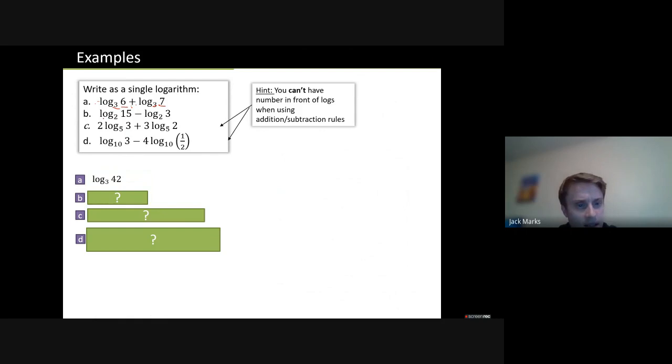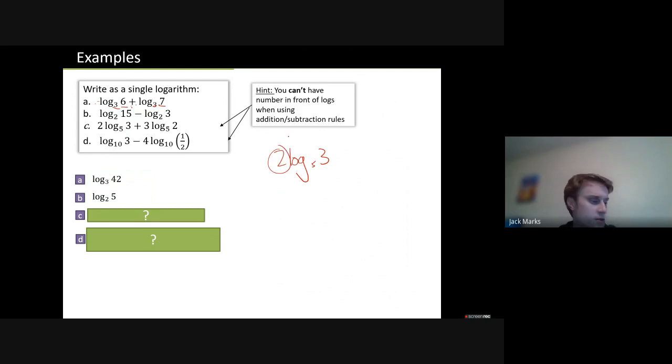Here, log base 2 of 15, log base 2 of 3, we're subtracting. So when we subtract, we'll divide. So 15 over 3 is 5, and we get this one here. This one is not ready for us to use yet. So 2 log 5, 3.